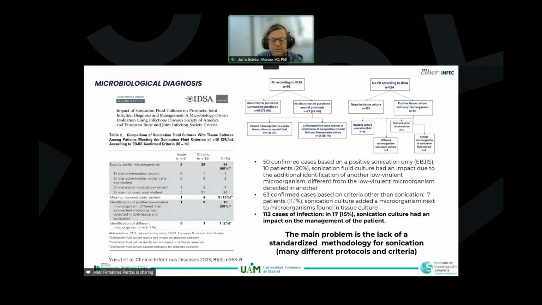Probably, and the authors established this issue, the main problem of sonication is the lack of a standardized methodology for performing this technique. There are many different protocols and criteria for sonication, some performing quantification to have a breakpoint, or not having a breakpoint. It depends on the protocol that is used. So sometimes it's very difficult to establish a common protocol of sonication because all hospitals have their own established methodology. This is a problem to compare the results between one center and another.